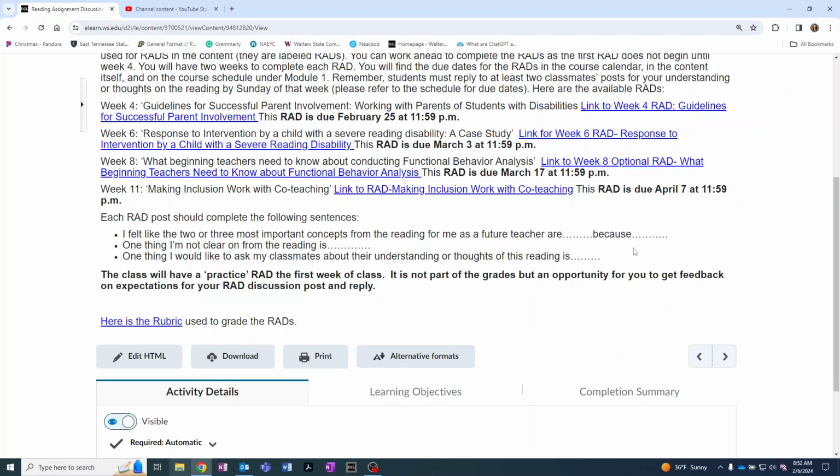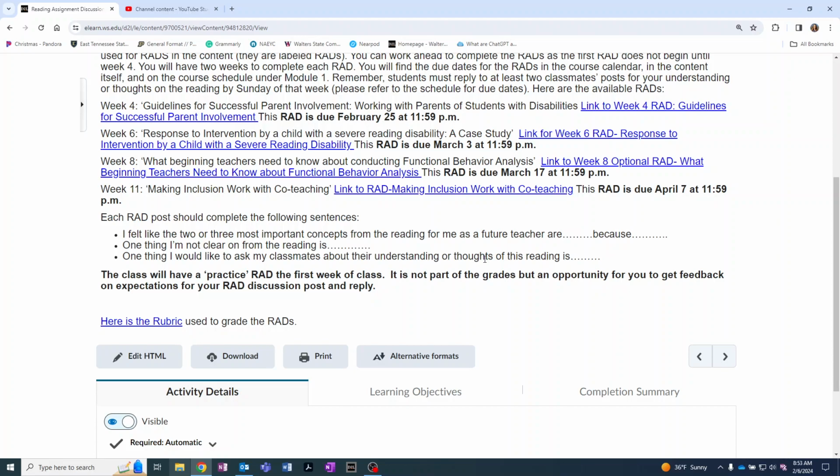And I want you to go a step further. I want you to tell me why these concepts are important. Why are these things that should be highlighted from this article? The second prompt is talking about what you're not clear on, something that confused you or maybe you don't understand. And the third one is a question that you would like to ask your classmates about their understanding or thoughts. What this is really going to do is allow for a deeper discussion with your classmates.